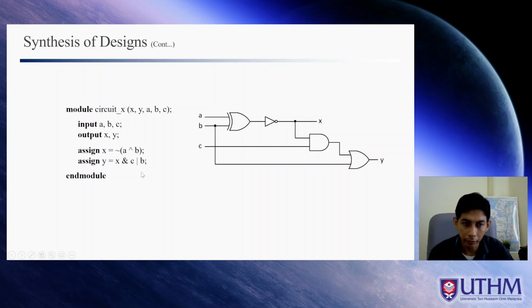And we have the second part, which is y. And y is (a and b) or (a and c) or b. So we can see that we have x and c. So we have x here, and we have AND c, and we OR with b, and we have y. All right. So that is how it is synthesized into the gate level representation.